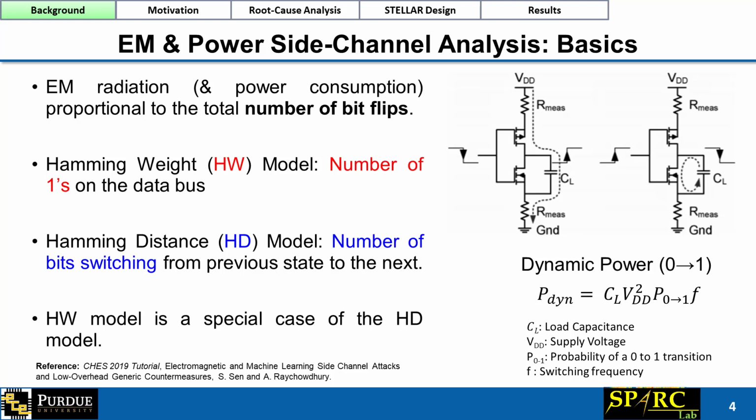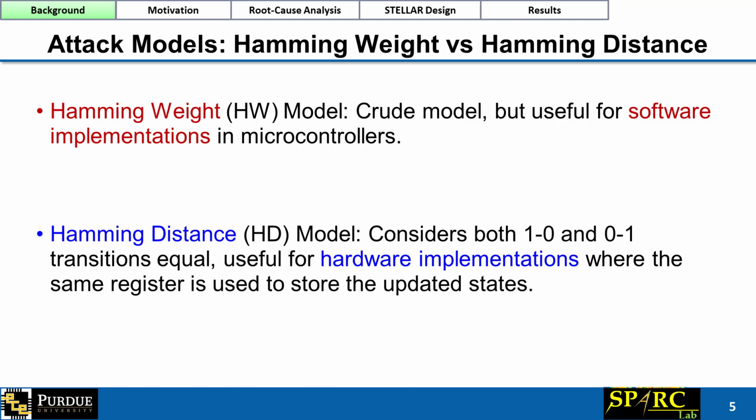The equation on the right shows that the power consumption depends on the number of switching events happening in the circuit. The Hamming weight model is a crude model and mostly works for many of the software crypto implementations, like in case of microcontrollers. On the other hand, the Hamming distance model is very useful for efficient hardware implementations, like in case of FPGAs or ASICs.